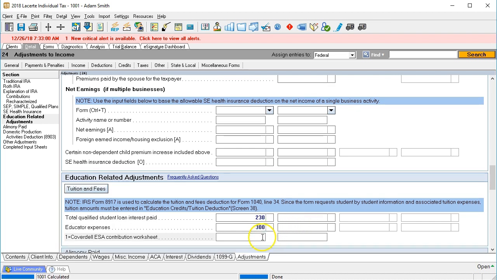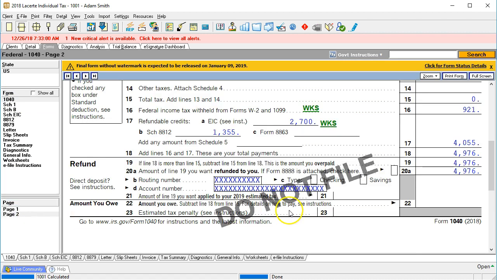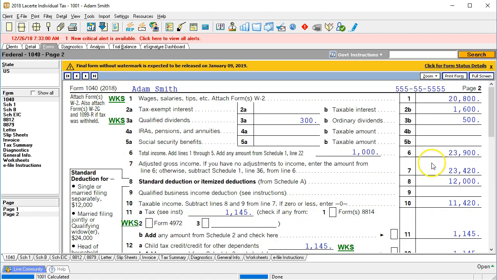So if I put 300 here for qualified expenses, then we go to the form. We're going to say it's going to be limited to the 250. So now we have the 250. We got the 230. That being the 480. That 480 we can see on the form 1040 then if we go to page 2, because it's going to be once again the difference between the 23,900 and the 23,400 total income and the adjusted gross income.